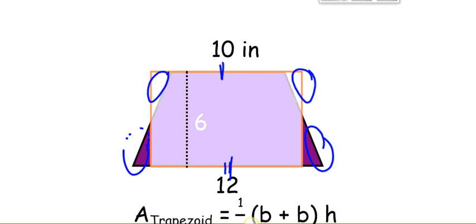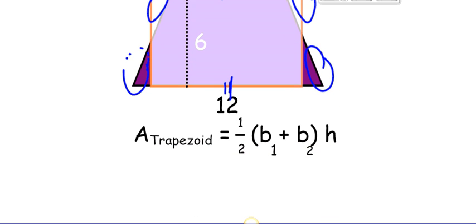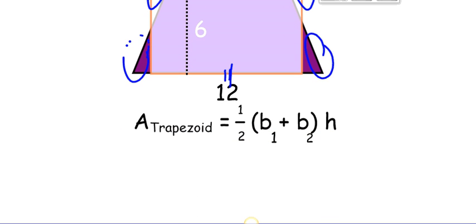So what does this formula look like? Let's use it then. The area of a trapezoid: we're going to take 1/2 times base 1 plus base 2. So base 1 plus base 2, and we're going to find the average of that, because average is the sum of the numbers divided by the number of numbers, which in this case is 2 numbers. So we're going to divide by 2. That's where the 1/2 comes from. 1/2 base 1 plus base 2.